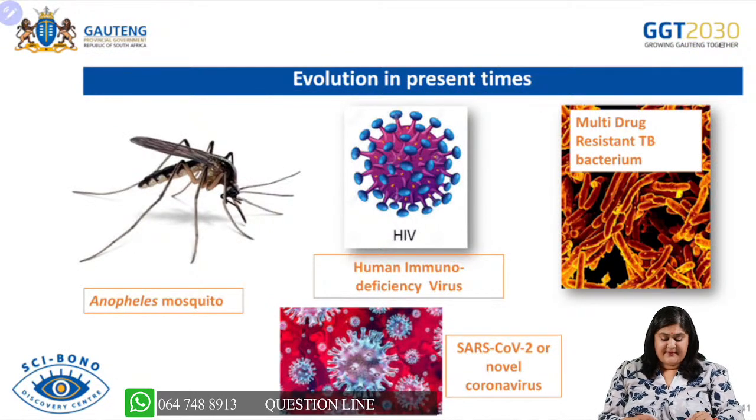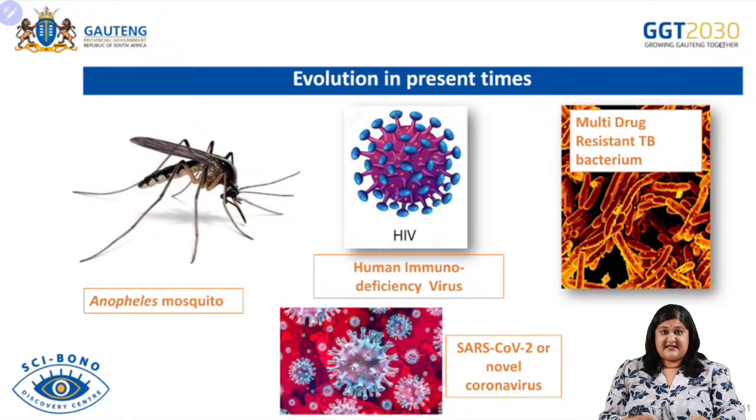But I'm quickly going to go through them. The Anopheles mosquito is the one that's involved with malaria. At the moment, malaria mosquitoes have actually become resistant to insecticides.